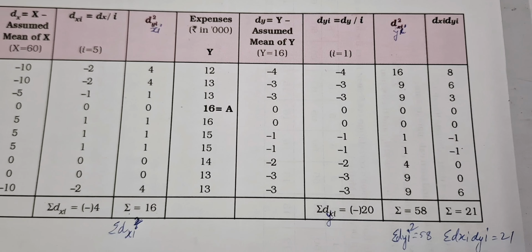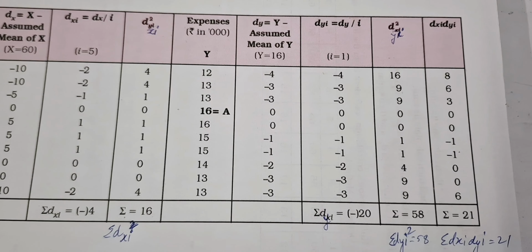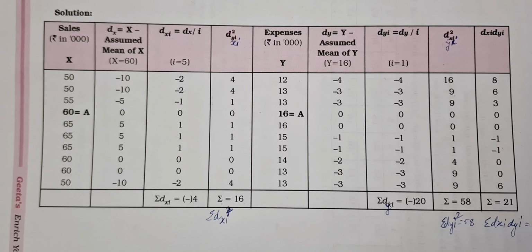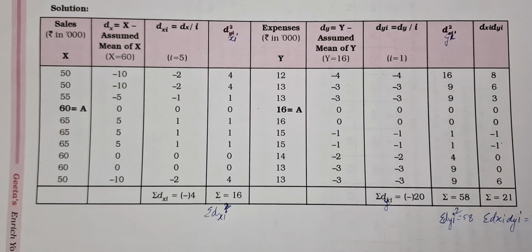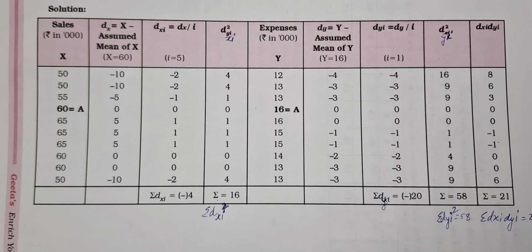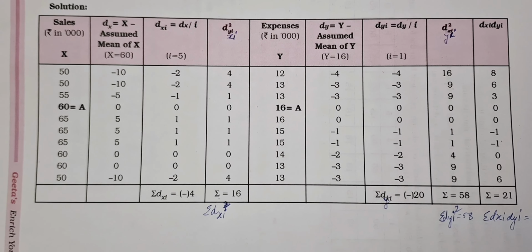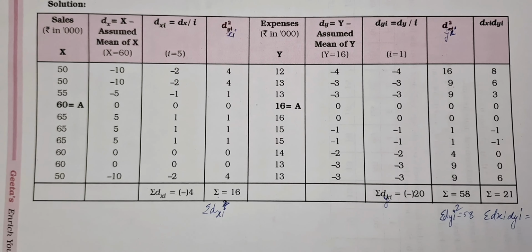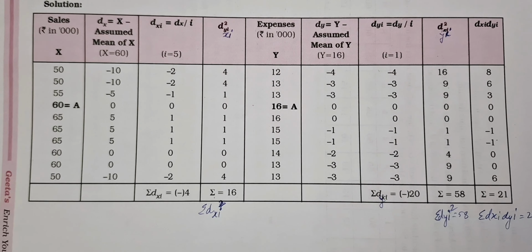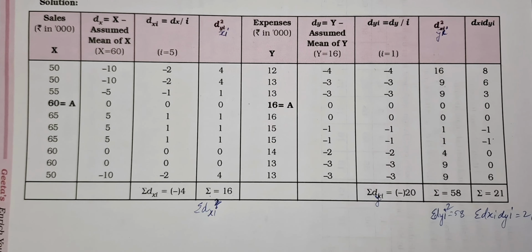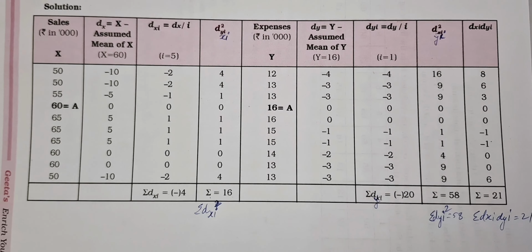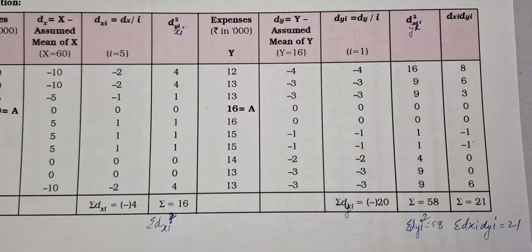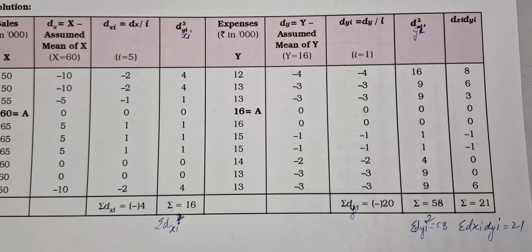The last column, the ninth column, dxi dyi. How do we get the ninth column, dxi into dyi? So dxi values from the third column and dyi from the seventh column. Minus 2 into minus 4, we're getting 8. Minus 2 into minus 3, 6. Minus 1 into minus 3, 3. Like that, we will be multiplying those two values and writing them down. Now we will total it, and we are getting summation of dxi dyi equal to 21.